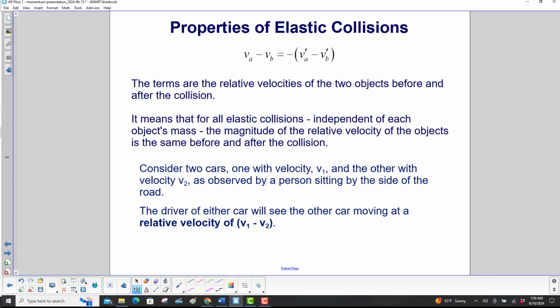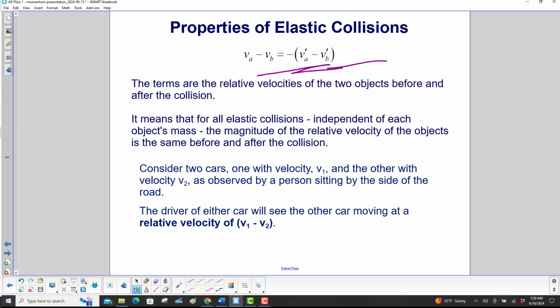The terms are the relative velocities of the two objects before and after the collision. It means that for all elastic collisions, independent of each other's mass, right? There's no mass in this equation. The magnitude of the relative velocity of the objects is the same before and after the collision.